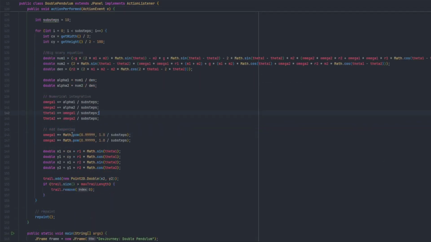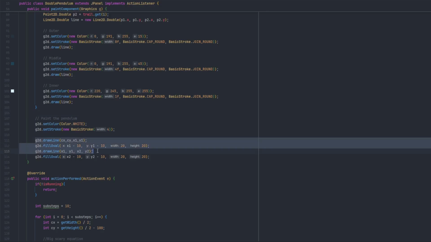Finally, we translate our physics into pixels using the trigonometry we discussed earlier. We calculate the x and y coordinates, draw lines between them, and render our circles onto the canvas.